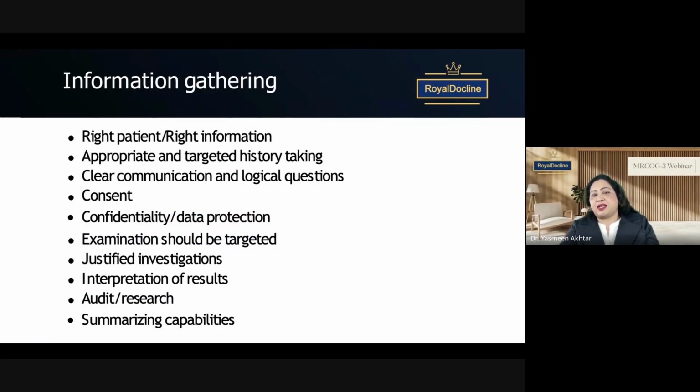Then comes information gathering. What is information gathering? You know, this is the history taking. However, in information gathering, make sure she is the right patient, right information. When you go and first interact with the patient, always say who you are. I'm Dr. Yasmeen Haseeb. I'm the doctor in the clinic today. May I check your name and age, please? How would you like to be addressed? So this is how you start rapport with her. Appropriate and targeted history taking. For example, if she is a case of abnormal uterine bleeding, you should target the abnormal uterine bleeding.